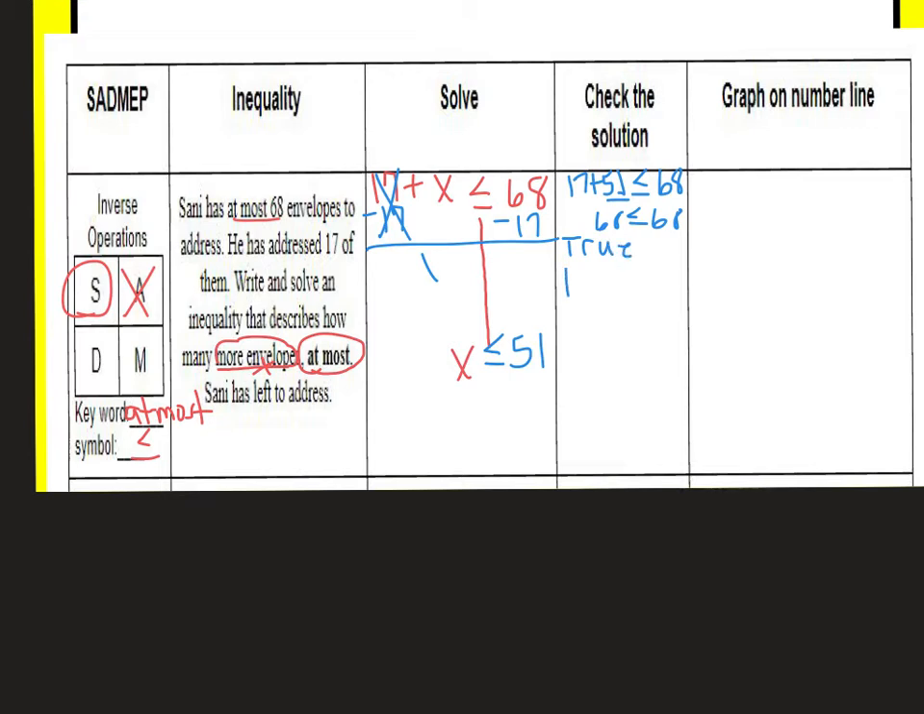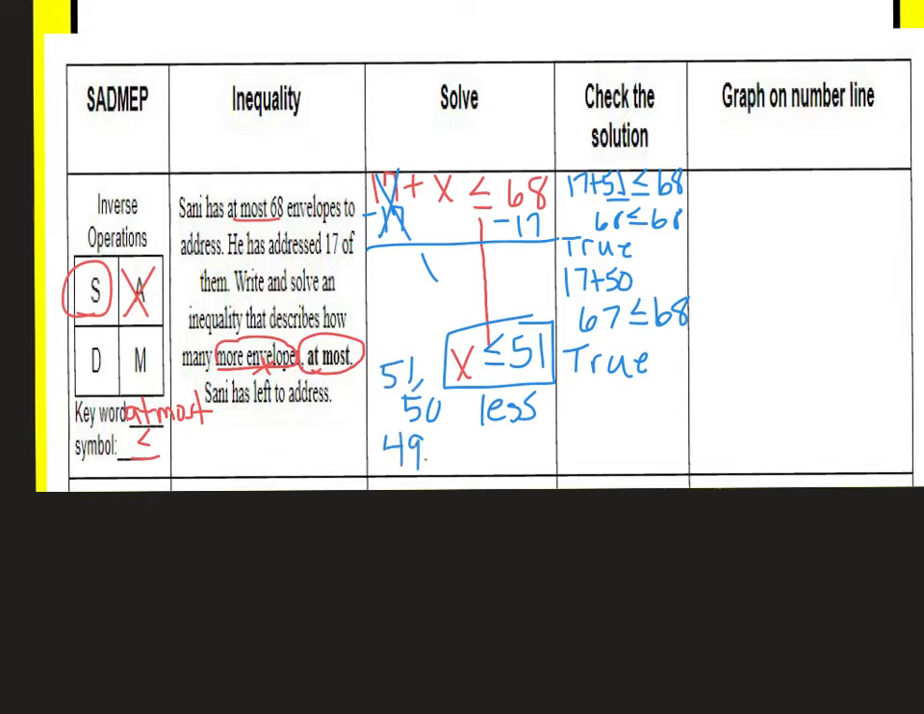Let's go check another number of envelopes. So let's check 50, right? So it has to be less than or equal to. So 17 plus 50, when I add that, that gives me 67. Is that less than or equal to 68? Well, it is less than, so my inequality is true. So that means that my solution set must be a number that is 51, 50 envelopes, 49 envelopes, 48. Anything that's less than 51 makes the inequality true.